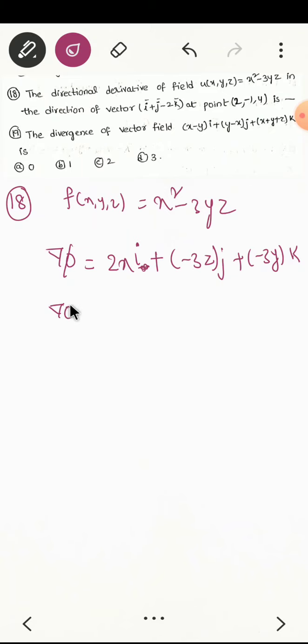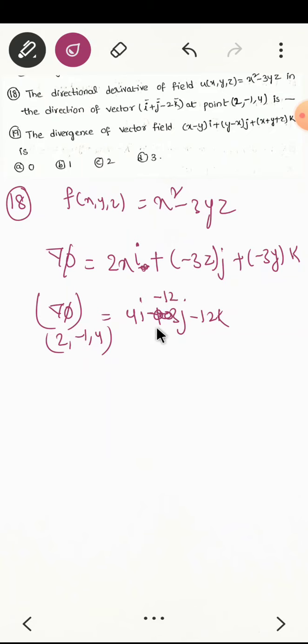Now del phi at the point 2 comma minus 1 comma 4: 2 2s are 4i, minus of minus, plus 3j... sorry, z is 4, right? So this will be minus 12j and this will be plus 3k. Okay, total is 4i minus 12j plus 3k.